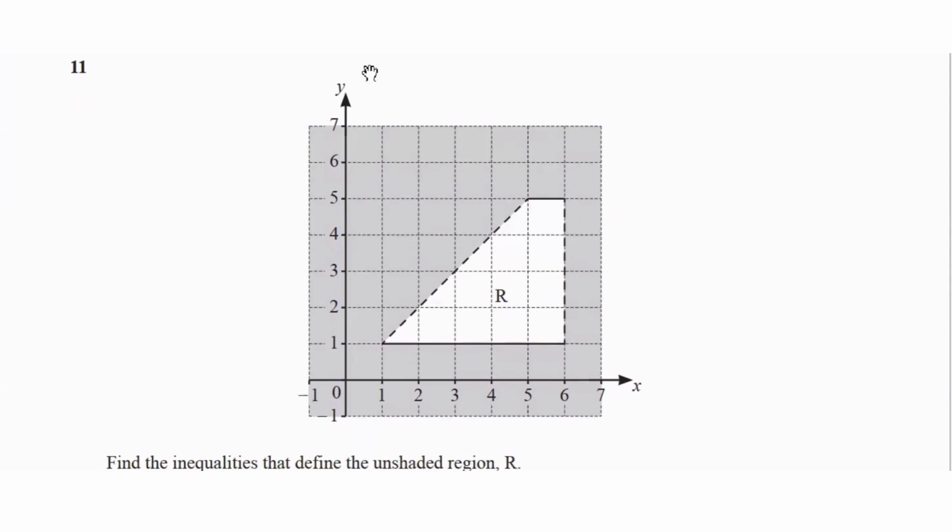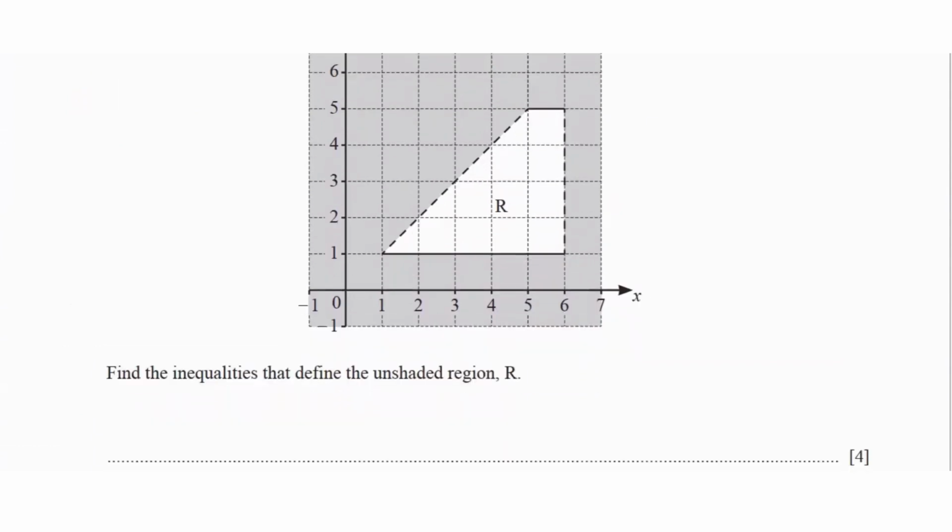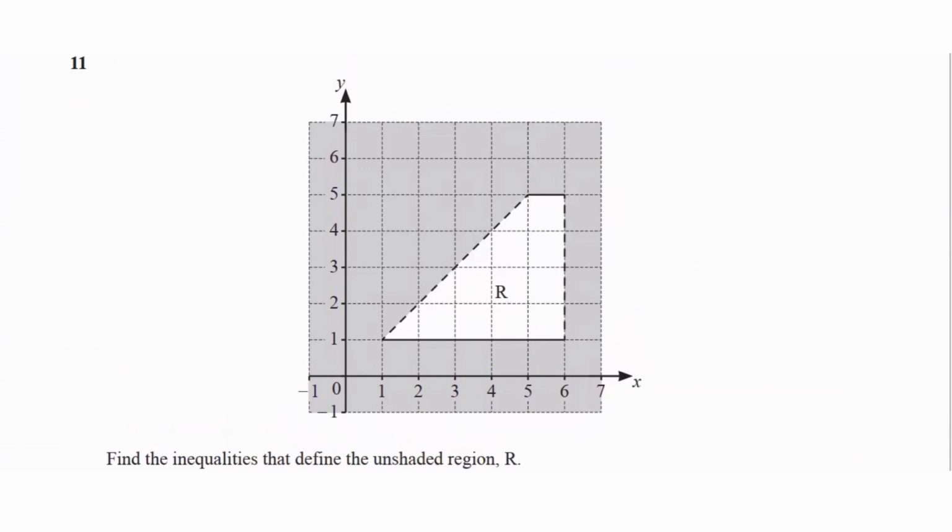Question 11 says, find the inequalities that define the unshaded region R. Whenever you have a dotted line, always remember it's either less than or greater than. And if you have a completely filled line, that basically means it's either greater than or equal to, or less than or equal to. Which means for this line at x equals 6, we're looking at the region that's less than it. So that's going to be x is less than 6.